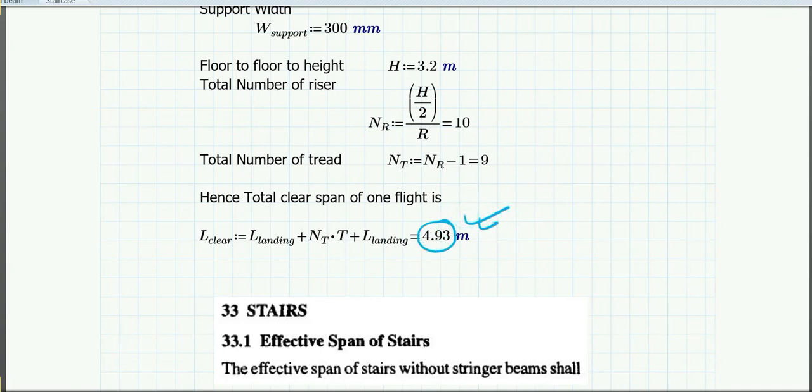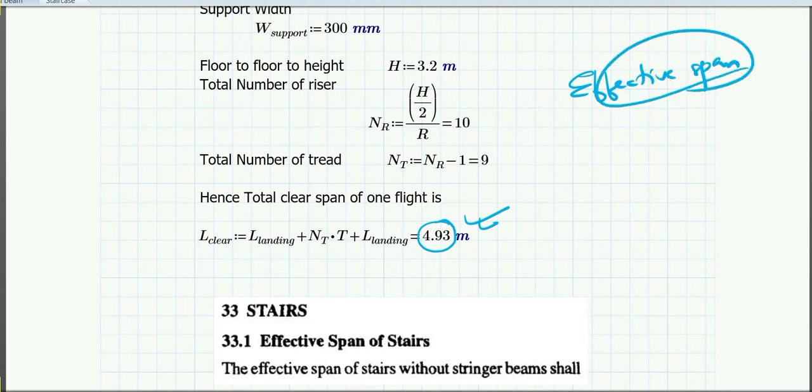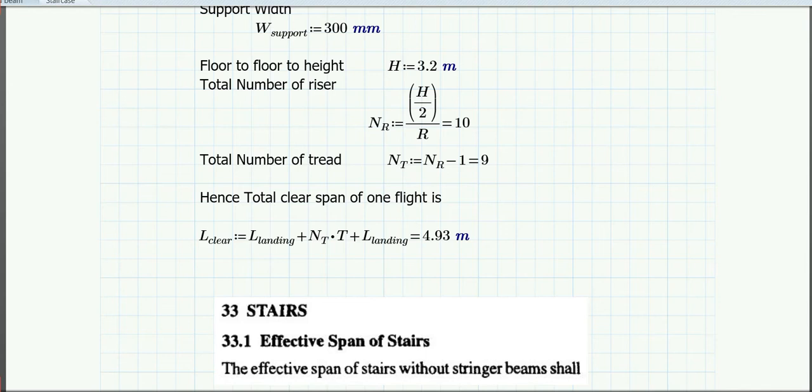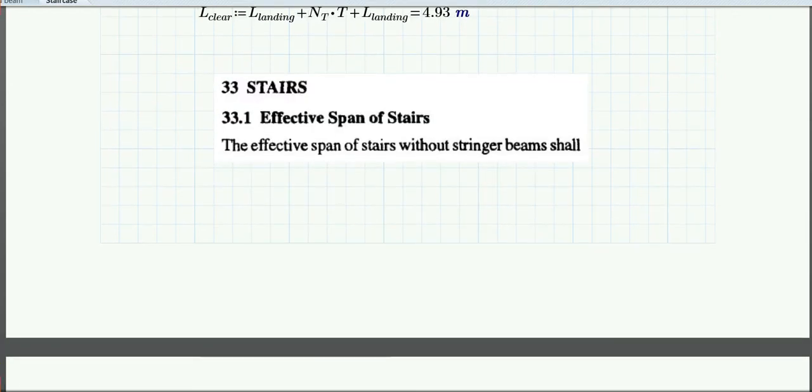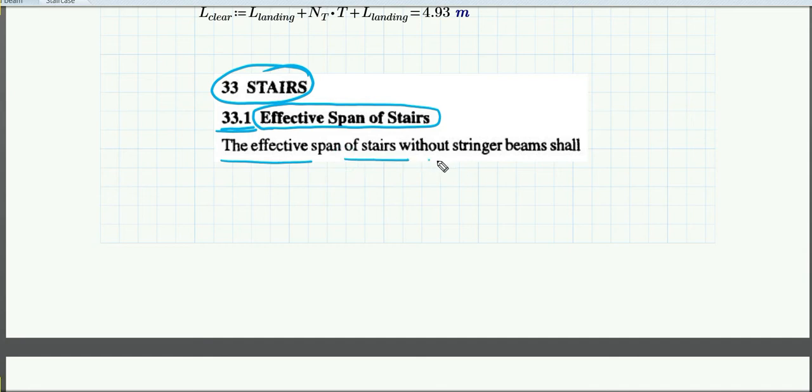Okay, now the thing is, just like a beam, we have to design the slab of the staircase also. So here, the first thing we need to know is what is the effective span. So for the effective span of staircases, you can go to clause number 33. Here clause 33.1 says the effective span of stairs. So what does it say? The effective span of stairs without stringer beam.